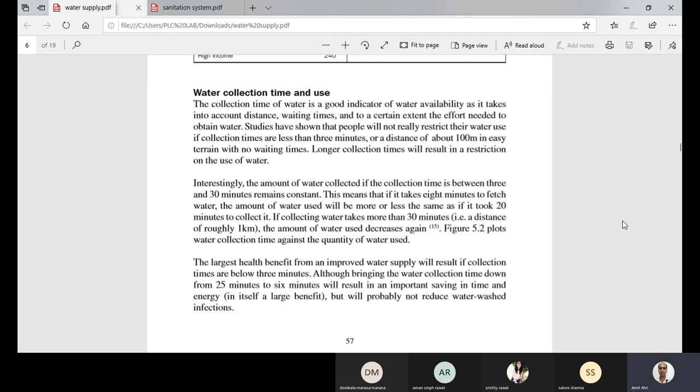An example here is 8 minutes to fetch the water; then there will not be any change in the water usage. For a 20-minute duration, the same task will be performed with the same amount of water. Now if the time increases by more than 30 minutes, the water usage will start decreasing. Or if the distance is 1 kilometer, if a person has to move 1 kilometer from his house to collect water, then this factor, the decrease in the usage of water, will become dominant.